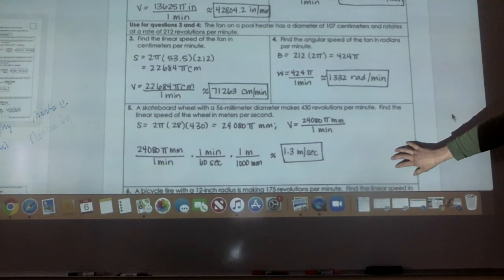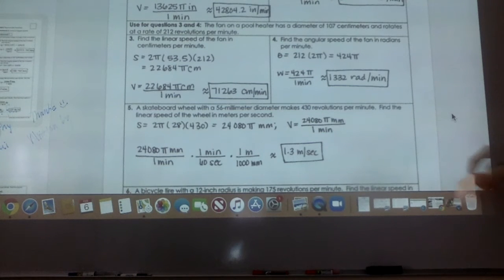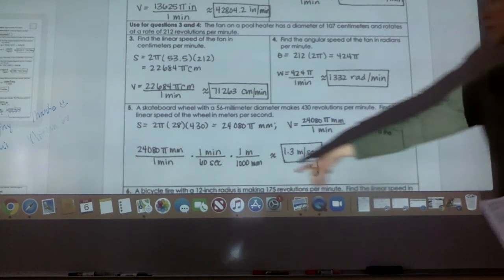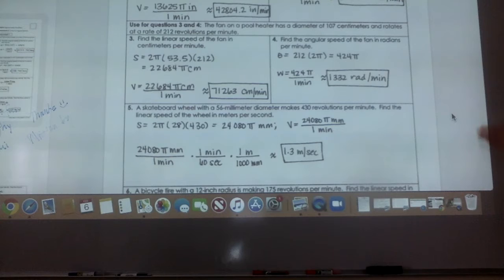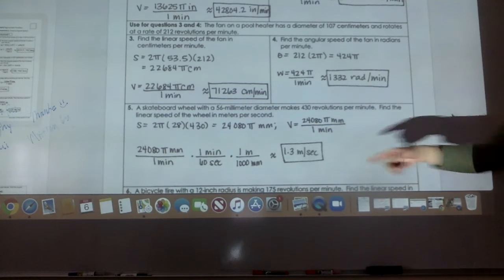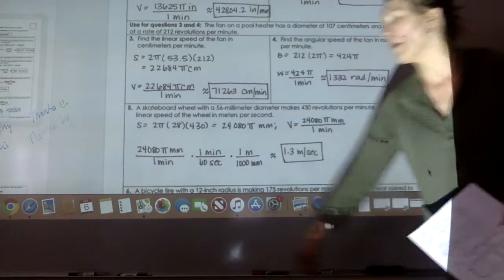Number 5, we had a conversion. It was our first conversion. We had millimeters per minute, and we needed to convert it to meters per second. So we had to divide 1 meter by 1,000 millimeters in order to cancel them. Divide 1 minute by 60 seconds in order to cancel minutes.